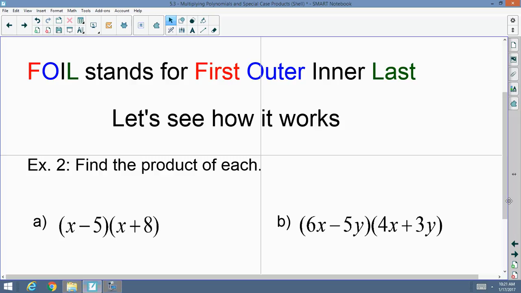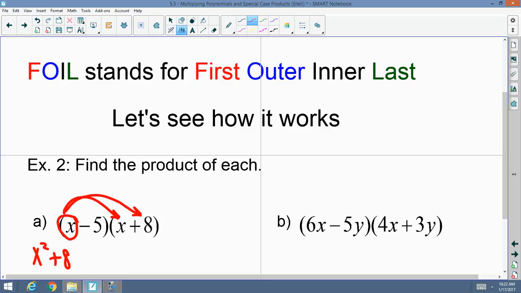Whenever you have more than one term being multiplied to another polynomial of more than one term, you have to use FOIL. And it works like this. First, outer. The first term, I'm going to multiply it out to everything in the other polynomial. So it's going to be x times x, which is x squared, x times 8, which is 8x.